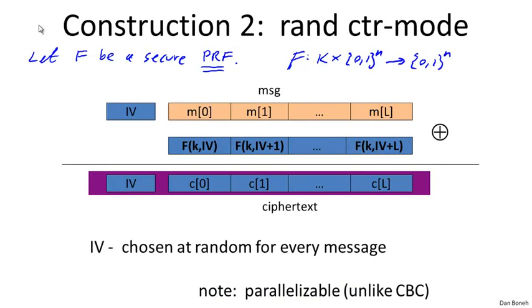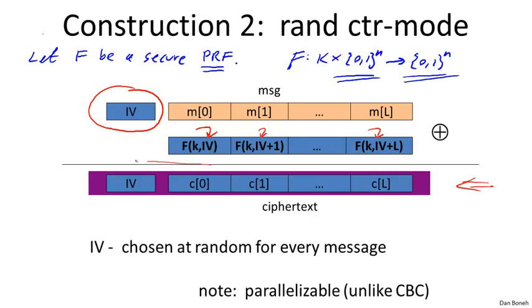So we're going to let f be the secure PRF, and it acts on n-bit blocks. Again, if we use AES, n would be 128. The way the encryption algorithm works in counter mode is it starts off by choosing a random IV. It's a 128-bit random IV in the case of AES. Then essentially we start counting from this random IV. So you notice the first encryption is of IV, then of IV plus 1, up to IV plus L. So we generate this random pad. We XOR the result with the message, and that gives us the ciphertext.